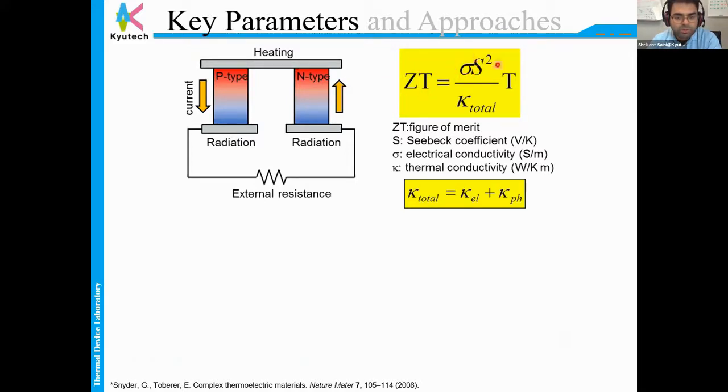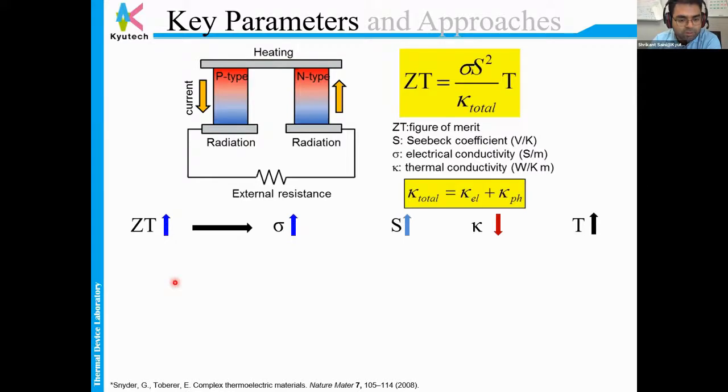depends on sigma, S and thermal conductivity. This is the formula for that if you are considering a particular temperature. If you see this mathematical formula, it is very straightforward. You can simply use the understanding that the better the ZT, the better the performance. So if you want a better ZT, you can increase the electrical conductivity, you can increase the Seebeck, and you can reduce the thermal conductivity, considering temperature is a constant at a particular time.